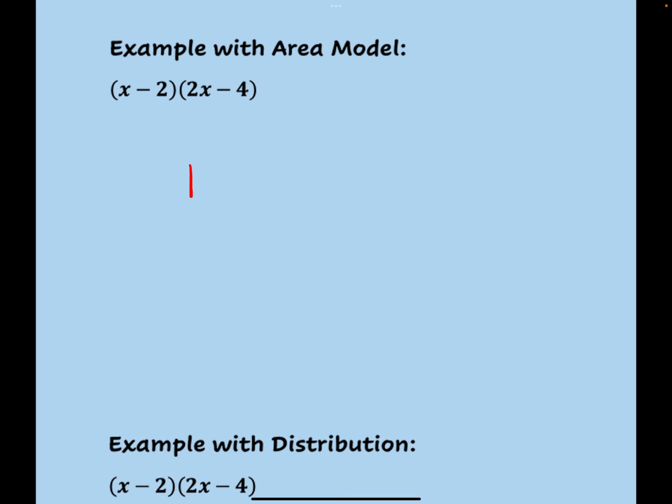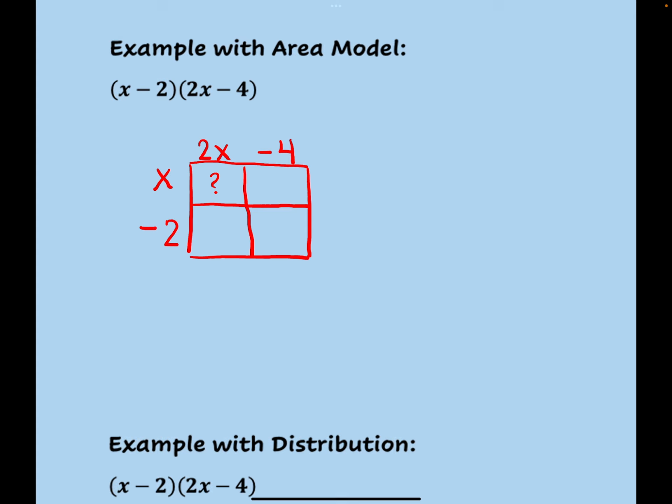So area model, I'm going to go ahead and make a box. Box is going to have 2 rows with 2 columns. And I said that backwards, but 2 rows across, 2 columns up and down. x minus 2, my first binomial, I put it off to the left side. The second binomial, I put the terms on top, so 2x minus 4. Now, in this first box here, I am going to have 2x times x. So that's going to give me 2x squared.